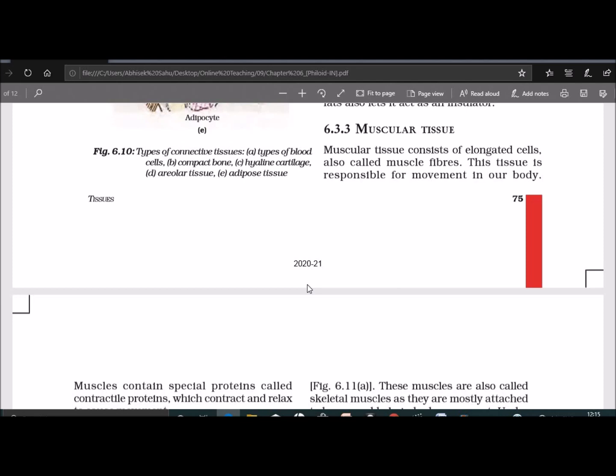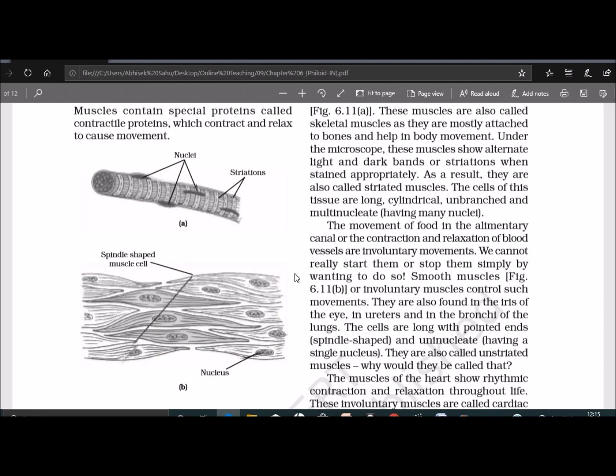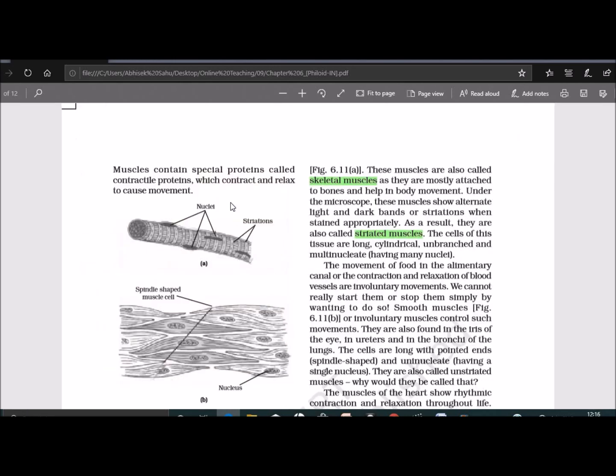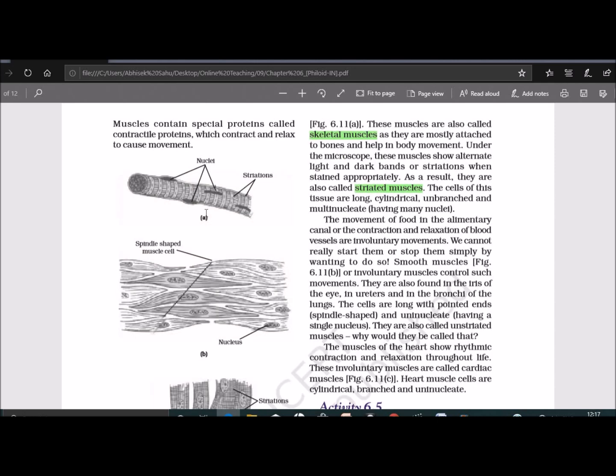The third type of animal tissue is the muscular tissue. Muscular tissue consists of elongated cells, also called muscle fibers. This tissue is responsible for the movement in our body. Muscles contain a special protein called contractile protein, which contracts and relaxes to cause the movement. These muscles are also called skeletal muscles. The skeletal muscle is also called striated muscle.